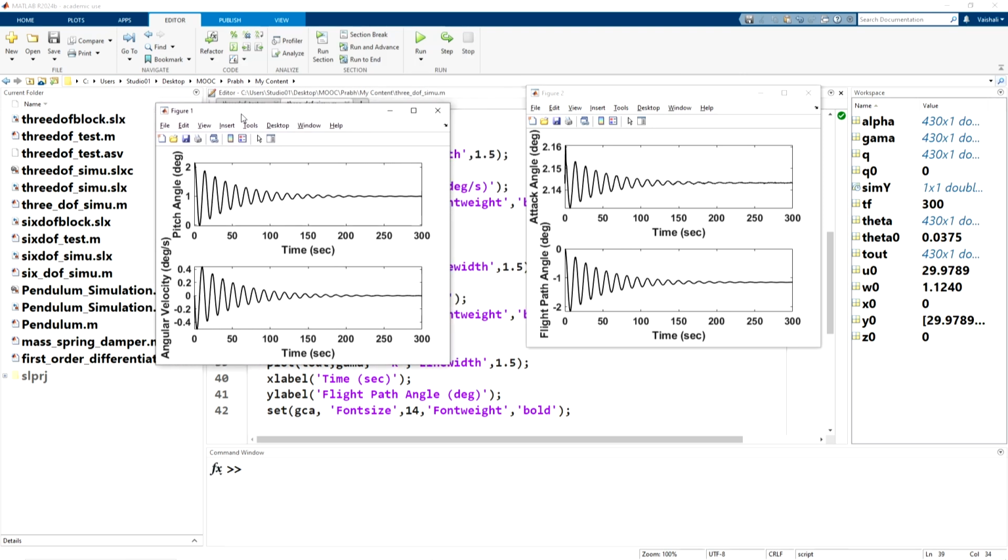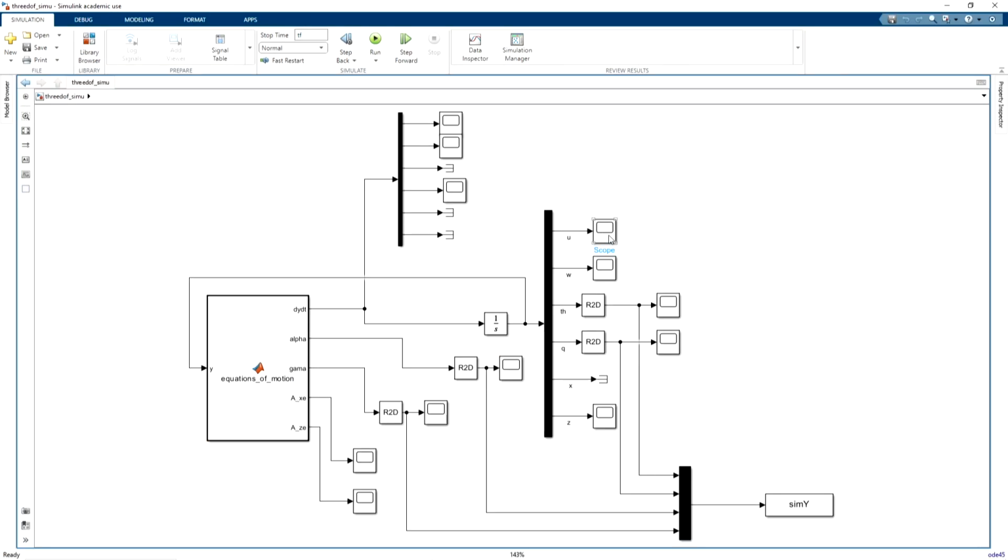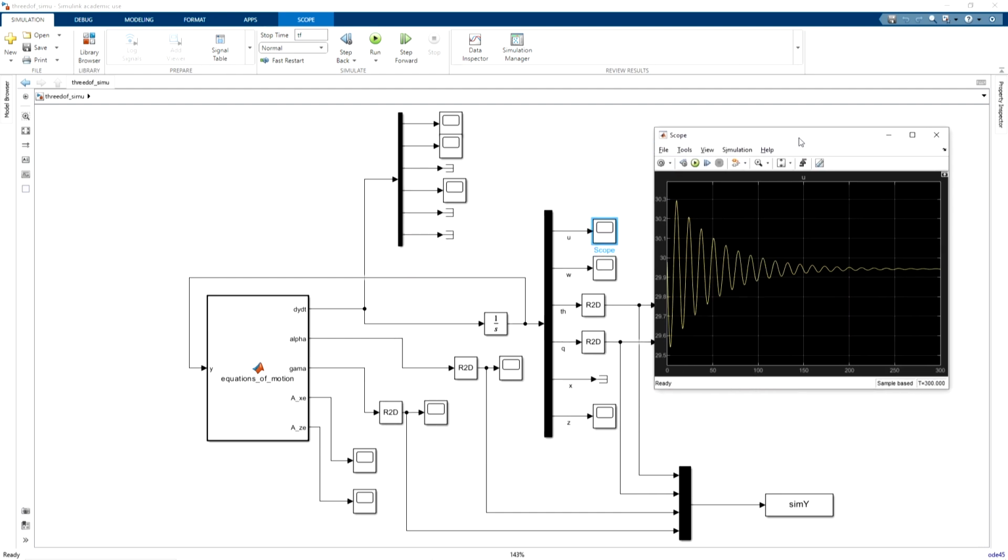Now it's okay. So we get similar results as per the previous MATLAB code. Now we can also check it here as well in the code. If you see here, this is the U scope that we are getting over here.